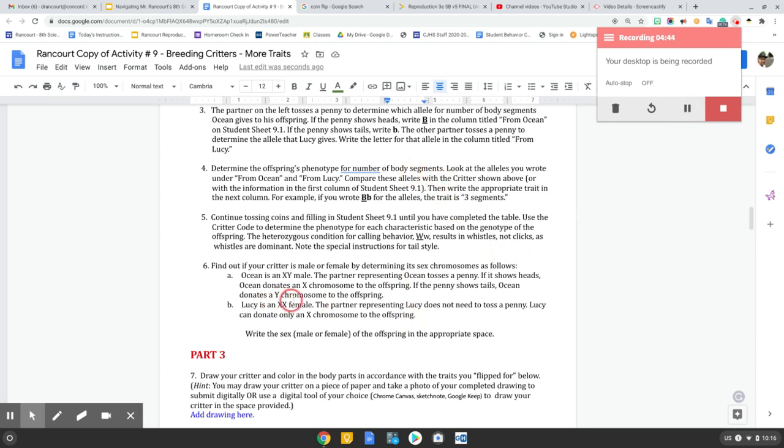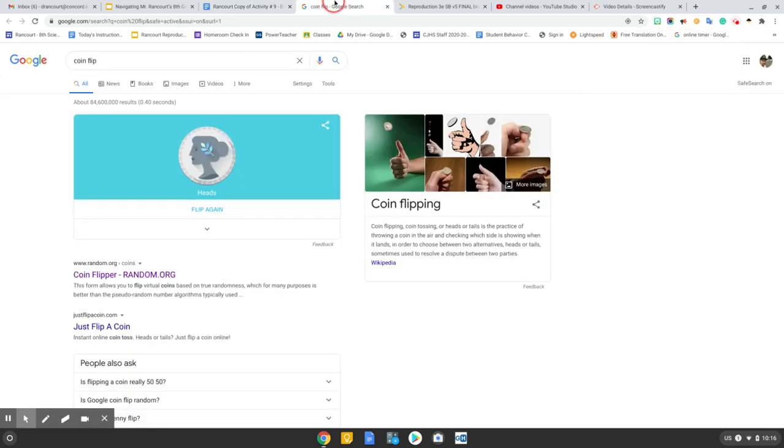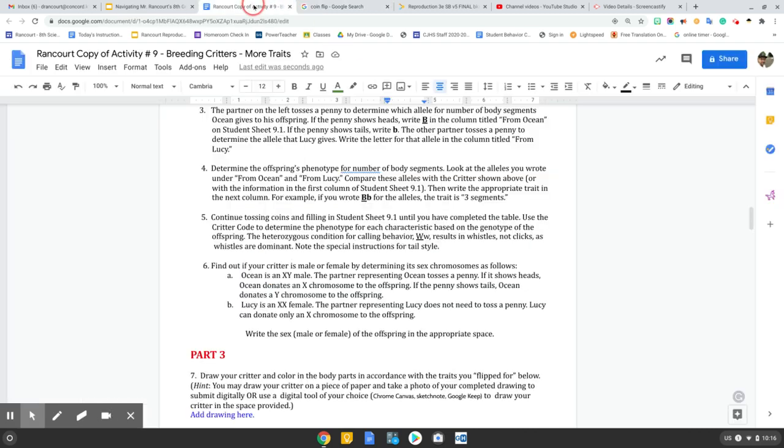Now, when you're ready to determine the critter's sex chromosomes, you need to read step 6 in part 2. It says, find out if your critter is male or female by determining its sex chromosomes as follows. Ocean is an XY male. Remember in class we talked about that too. Humans are XY. The partner representing Ocean tosses a penny. Again, you're doing this yourself unless you're working at home. If it shows heads, Ocean donates an X chromosome to the offspring. If the penny shows tails, Ocean donates a Y. So let's go back in and flip our coin real quick. I've got heads. According to this, if it shows heads, I'm donating an X.